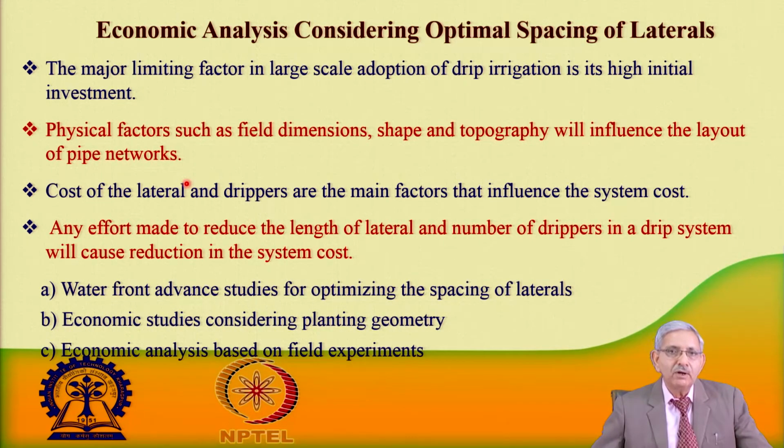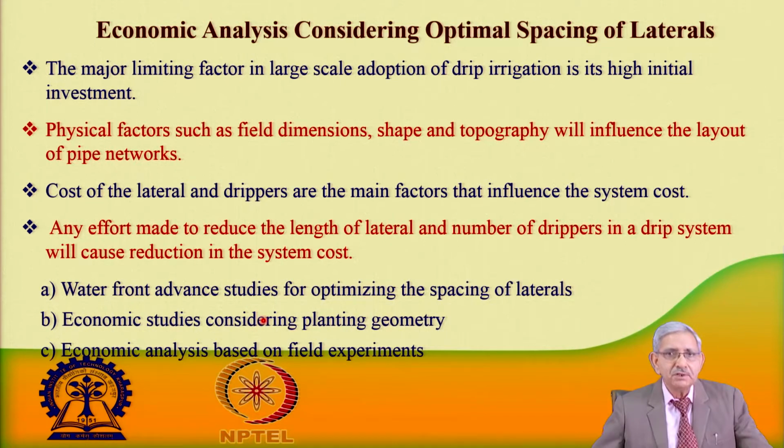This is only possible in such a way that it should not form runoff, the water should not go beyond the root zone depth, and we should see how to adjust the spacing of the lateral. So, such a study for finding out the optimal spacing can be done once we have the data related to water advancement or waterfront movement from the drip emitter, and then optimizing the spacing of the lateral. Another one is by considering the crop geometry, that is planting geometry.